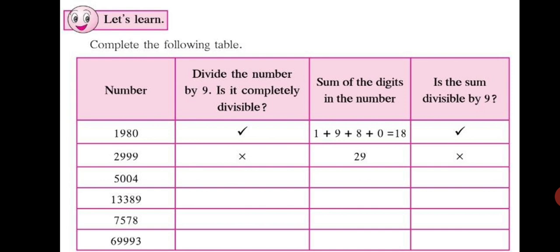The second example, 2999, not completely divisible by 9. And the sum of the digits, add them. 2 plus 9, 11, 11 plus 9, 20, 20 plus 9, 29. Is 29 divisible by 9? In table of 9 we get 29? No, 9 3s are 27, not 29. So no.